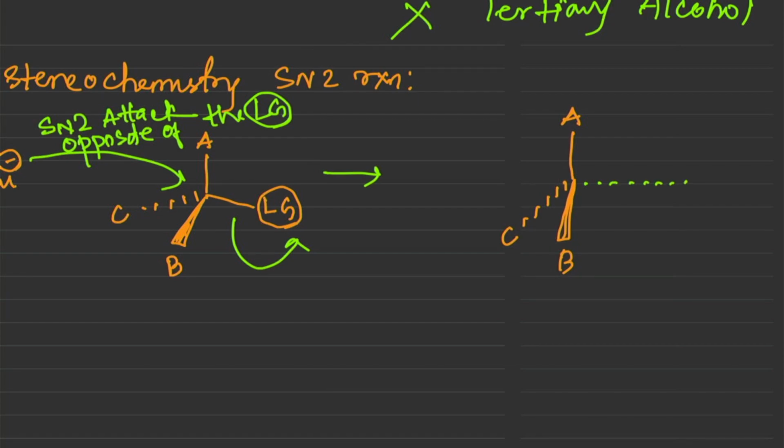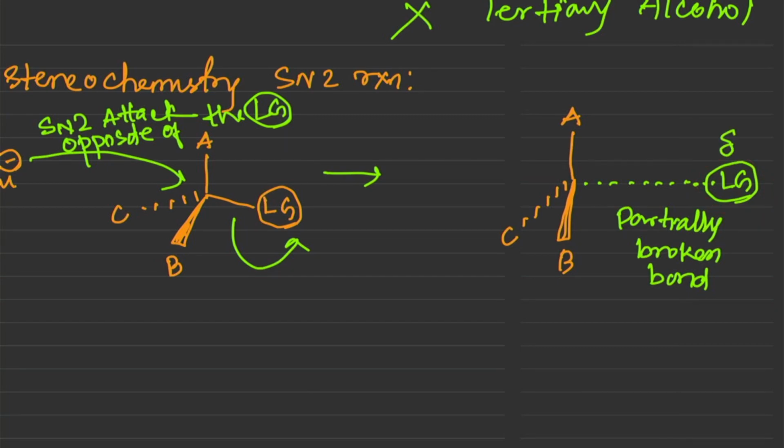So you can see the leaving group, the bond is partially being broken. So this leaving group has a partially broken bond, which means the leaving group is running away with the electron. So now it has a delta negative charge. And the carbon atom is creating a delta positive charge.